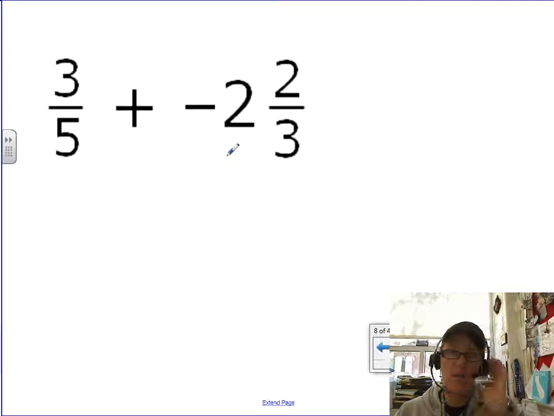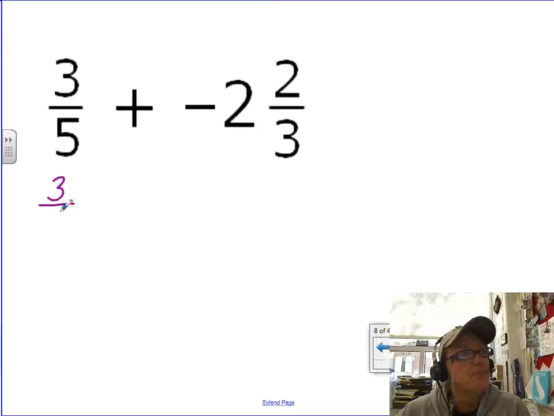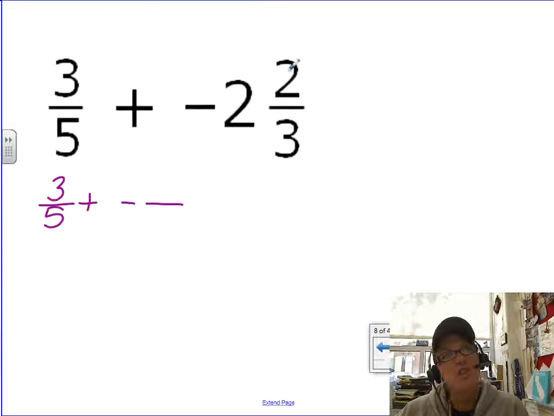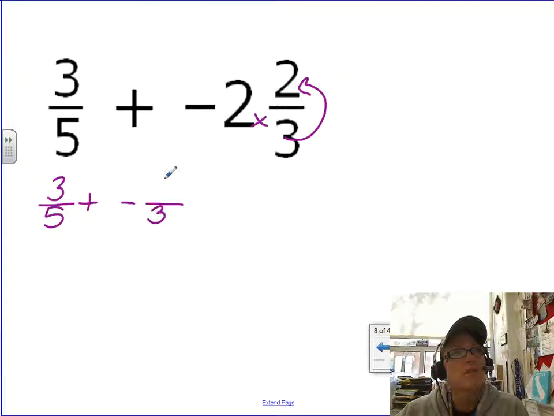I know it's an adding problem, but I'm going to tell you this. The first thing I want you to do, I think it's just going to be a lot easier for you, if we change 2 2/3, the mixed number, into an improper fraction. So let's do that. 2 times 3 plus 2 more would give me 8/3. Okay, so I want you to think of this as the fraction 3/5 plus negative 8/3.